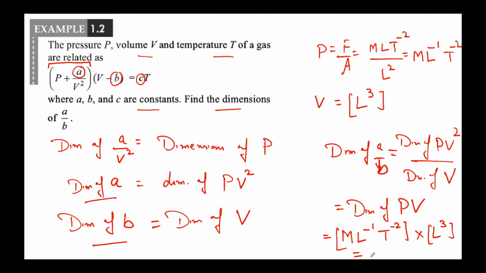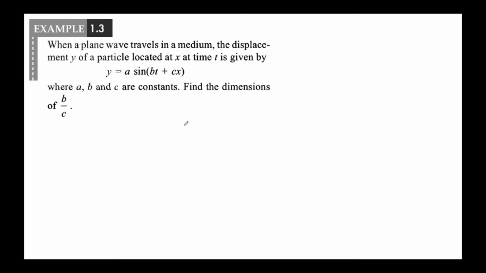So putting the values of the dimensions of P and V, we get m L raised to power minus 1 t raised to power minus 2 into L raised to power 3. Our result comes out to be equal to m L square t raised to power minus 2. So the dimensions of a over b will be equal to m L square t raised to power minus 2. So this is our answer. Moving towards the next question. When a plane wave travels in a medium, the displacement y of a particle located at x distance at time t is given as follows. So we have a relation of a sine wave.